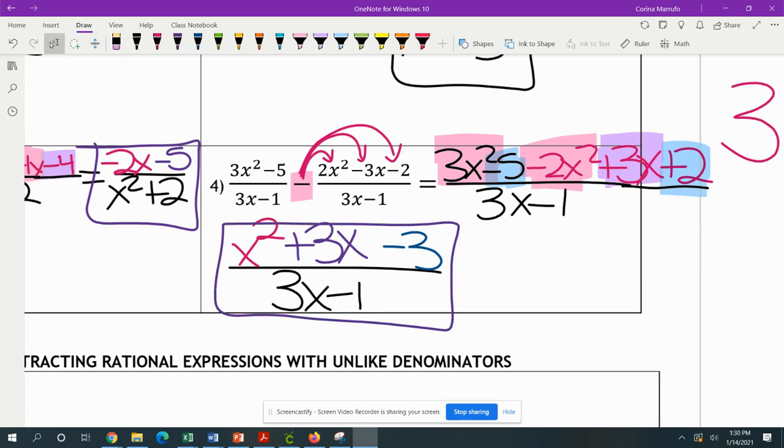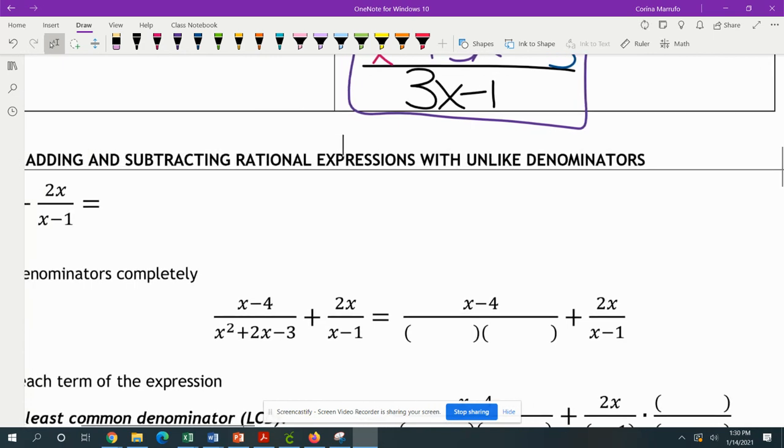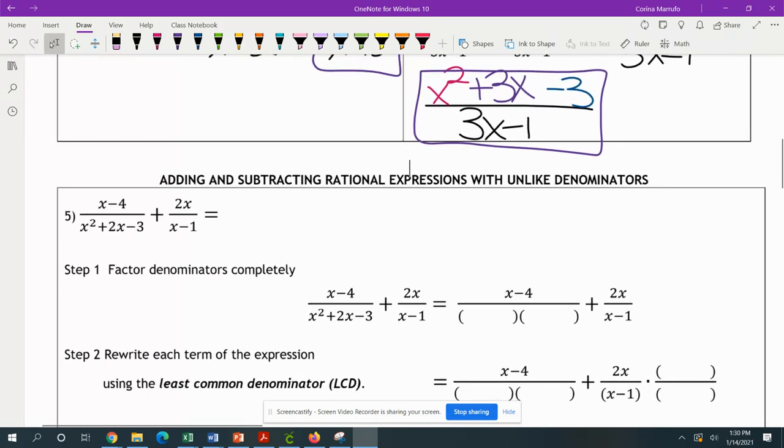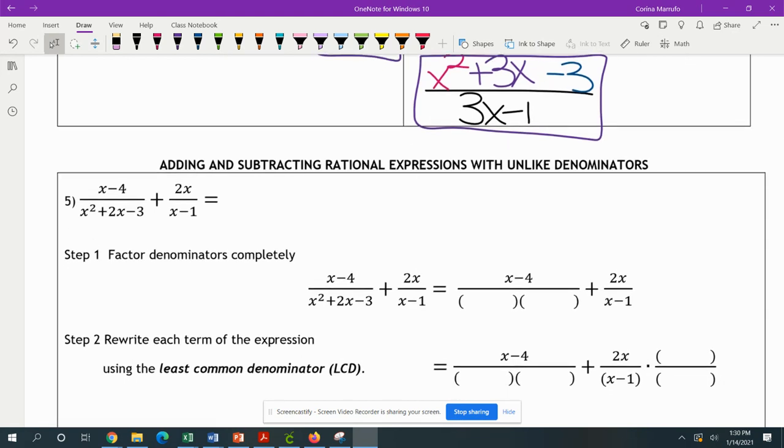All right, so this is where it does get a little bit tricky, is when we are adding and subtracting rational expressions with unlike denominators. So if we look here, our denominators are not the same. So we cannot add our numerators yet until we get the denominators the same. So we first start off by factoring. So I'm going to factor this x squared plus 2x minus 3. And it gives me the little space here to write in my boxes.